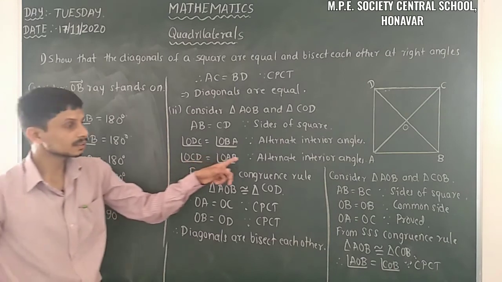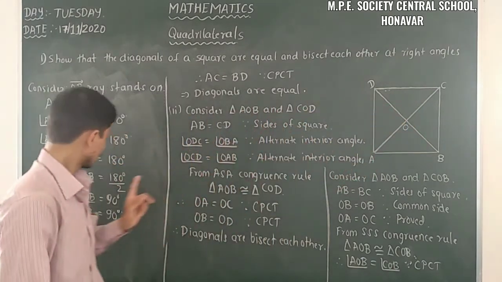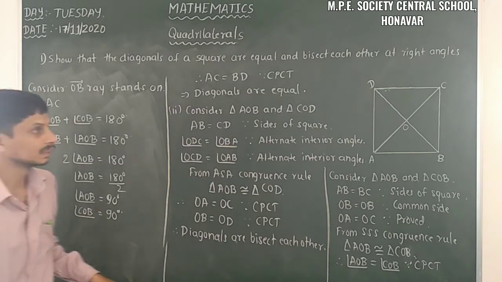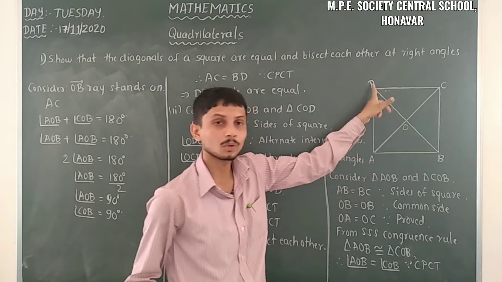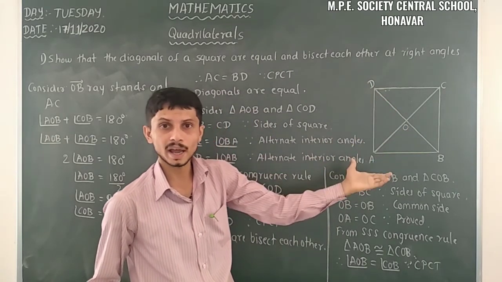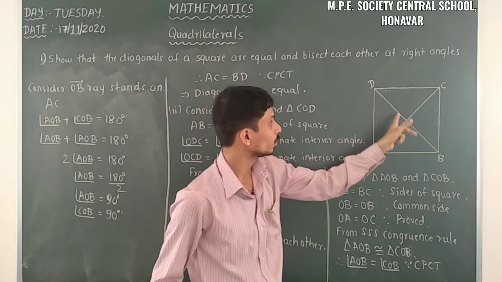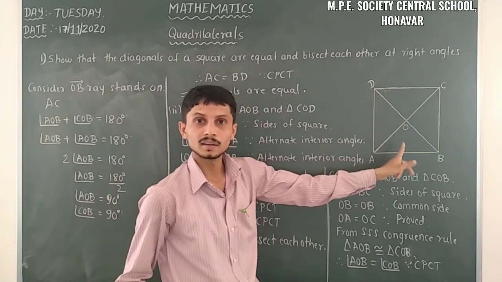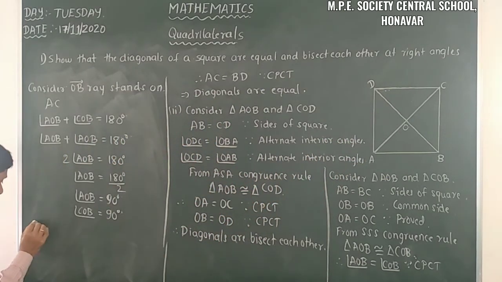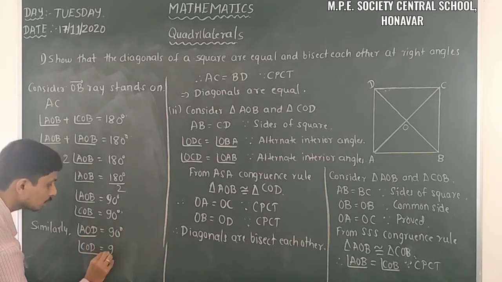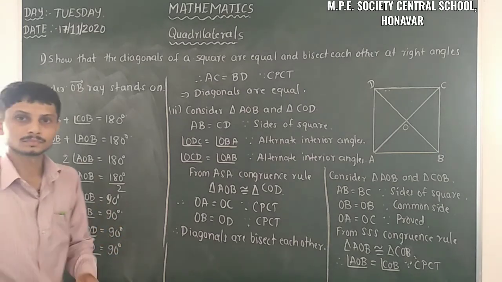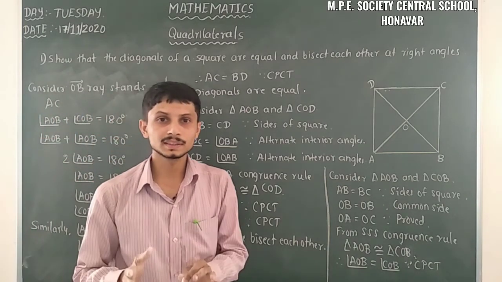So when we consider these two triangles, angle AOB and angle COB are both 90 degrees. Similarly, when we consider triangle COD and triangle AOD, angle COD and angle AOD are also 90 degrees. Similarly, angle AOD is equal to 90 degrees, and angle COD is equal to 90 degrees. So we have proved all our required results.